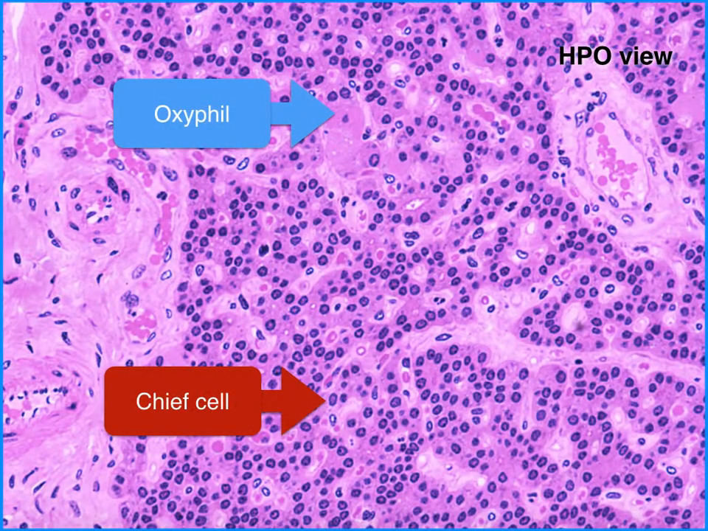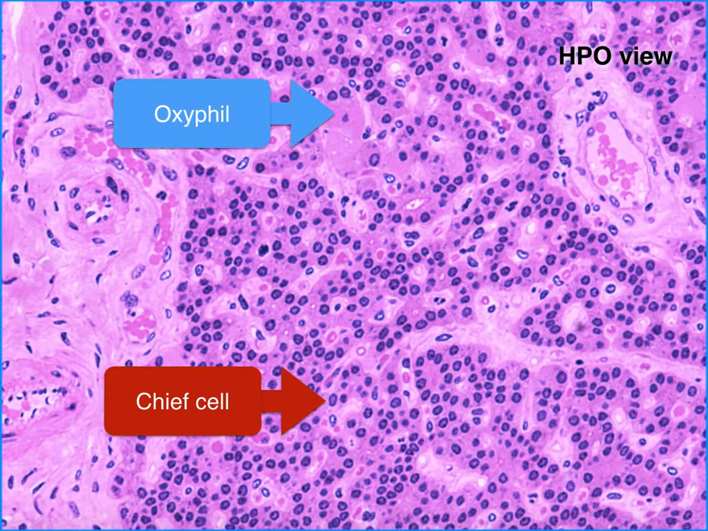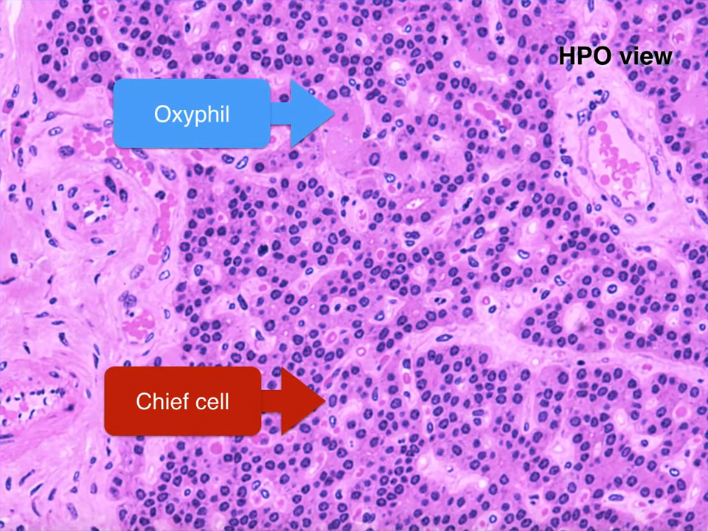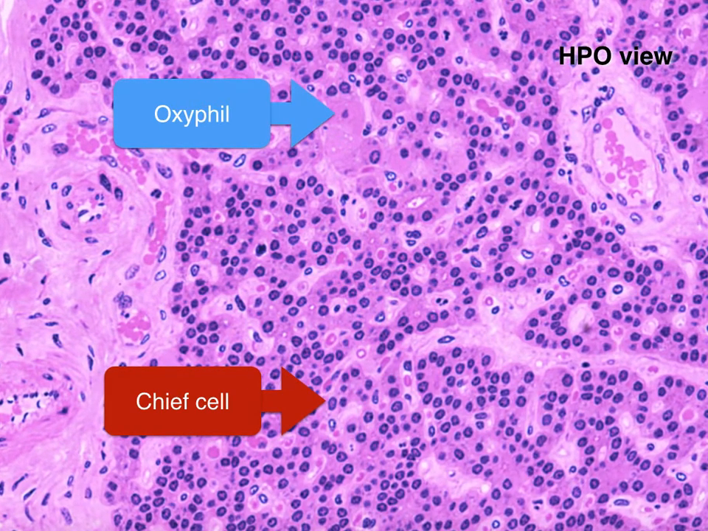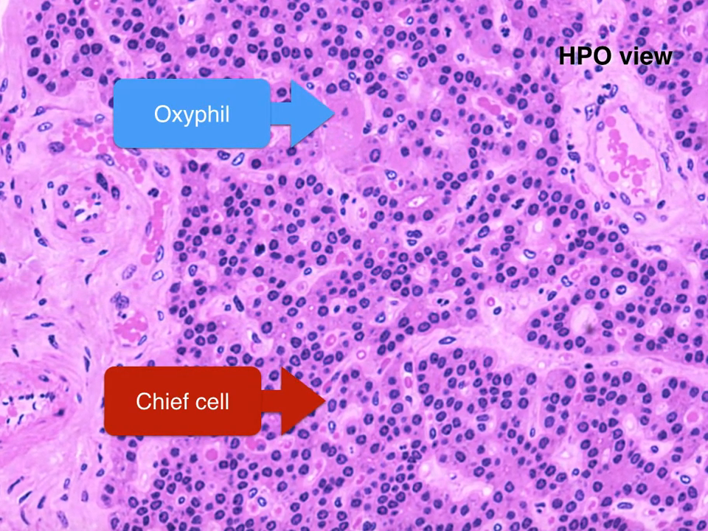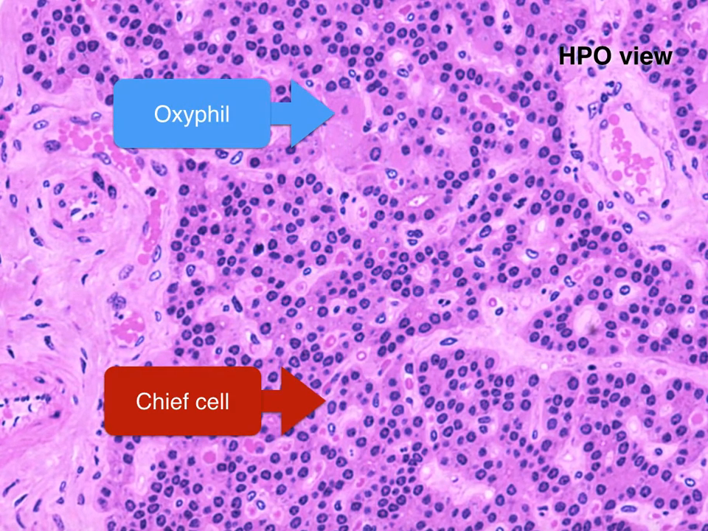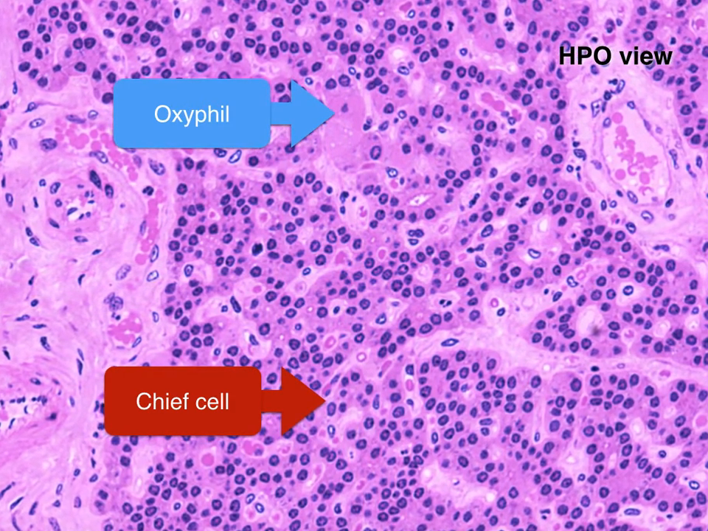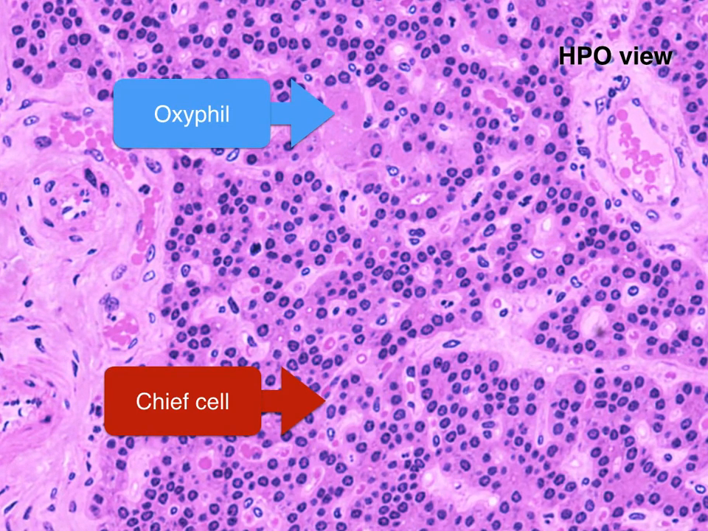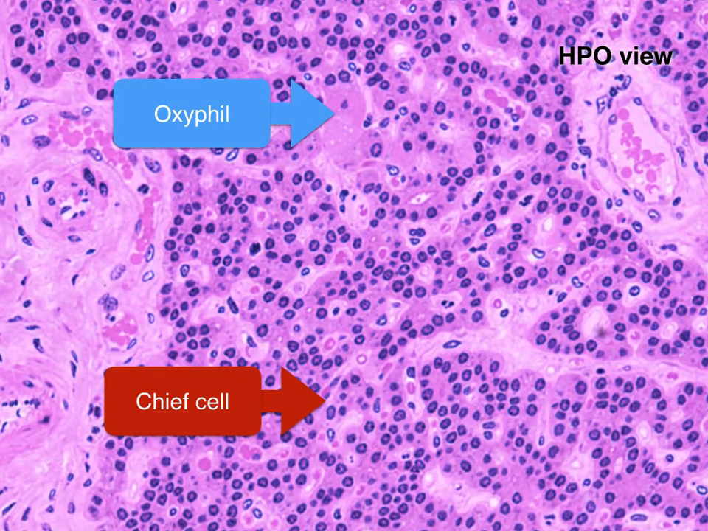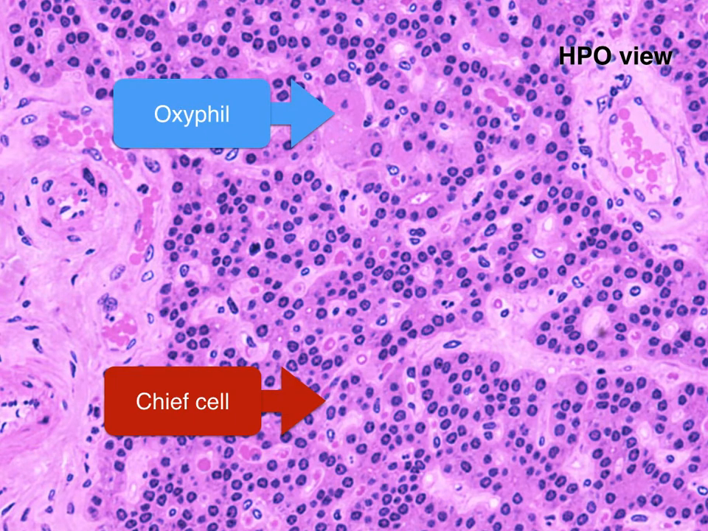Under HPO, we can see two types of cells. The more numerous are PTH-producing chief cells, as shown by the red arrow. They are characterized by pale cytoplasm and central nuclei. On the other hand, the much lighter cells are known as oxyphil cells, as shown by the blue arrow. Their function is unknown.